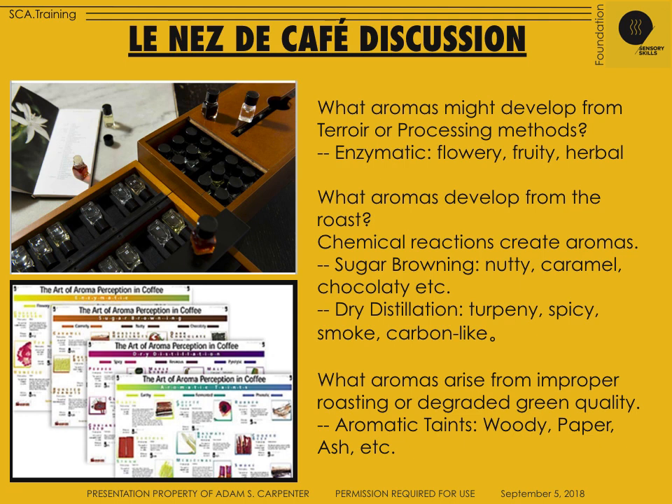We have those 4 families listed on those posters. And specifically the colors on the flavor wheel, which you'll see often yellow, red, purple, or reddish brown. Yellow is enzymatic. And then the sugar browning would be the red brown, and dry distillation, typically purple. So different aromas that might develop from terroir or processing methods would be those that are enzymatic.